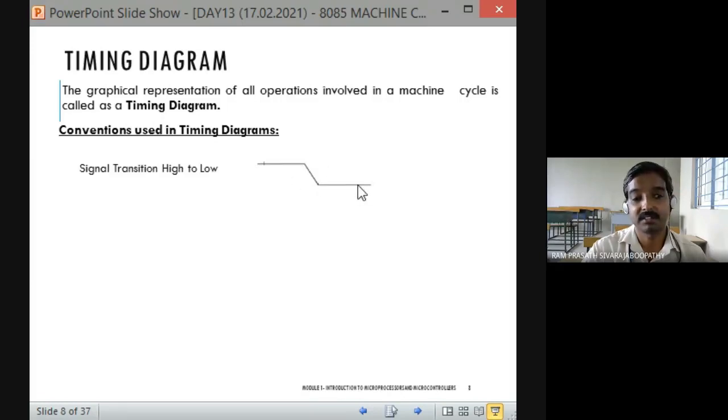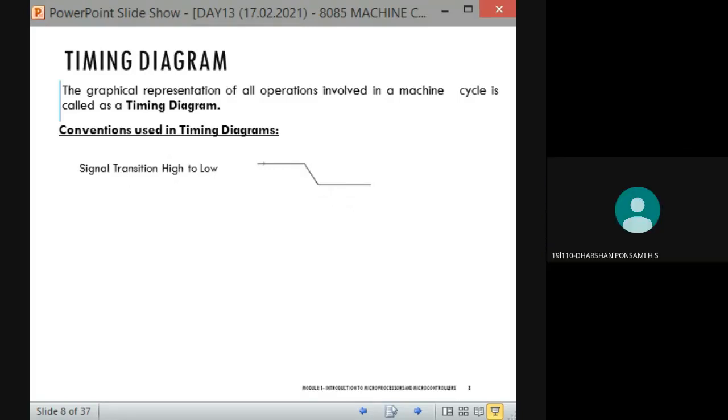Clear? So the line is up, then it drops down and maintains. This portion we call logic high, and this portion we call logic low. In other words, we can call it a falling edge or negative edge. Clear? The signal transition from high to low.